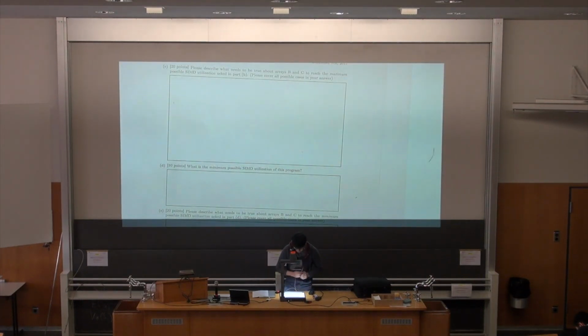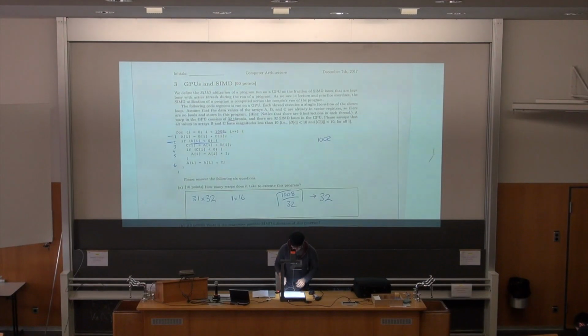The next question asks what the minimum possible SIMD utilization of this program is. Basically, we want to maximize the denominator, which is the number of threads that are part of all warps executing all these different instructions, out of all of the threads per warp that are actually doing things, or the opposite way around.